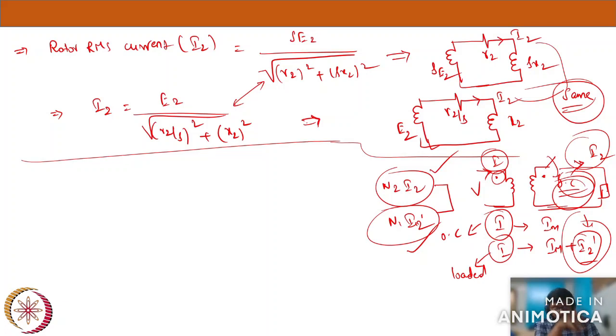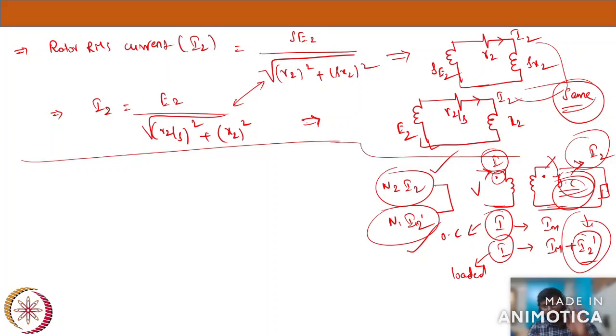Because of this I2 dash, the value of I2 dash is such that N1 I2 dash is exactly equal to N2 I2. Now these two MMFs which we are seeing here cancel out, and therefore the flux in the core again remains the same. That is nothing but the flux due to magnetizing the core. Whatever flux is needed to magnetize your core shouldn't change, it must not change, because you need some flux to magnetize your core. To establish that magnetizing flux, you need to pass a certain amount of magnetizing current IM.